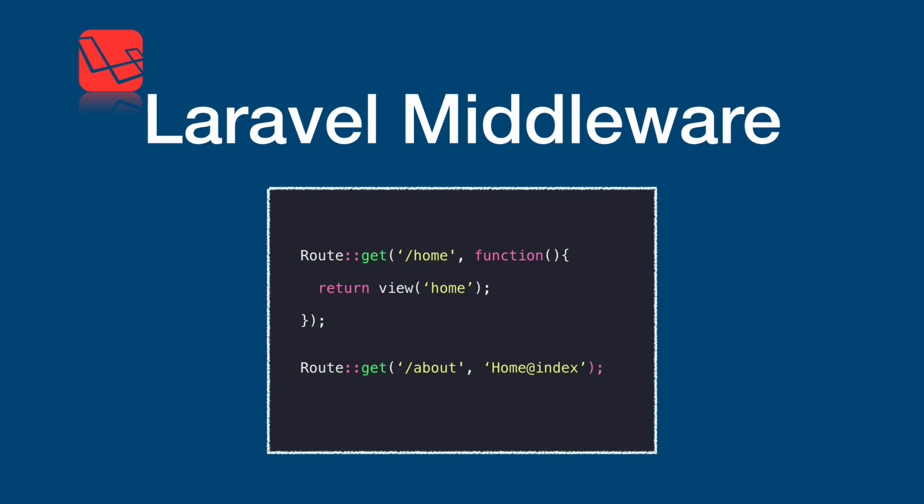It could be a closure. In the first one you can see we are returning a view, and it could be a method from the controller. In the second one you can see I am calling an index method from the home controller. So I hope that you got the idea of what a route handler is.